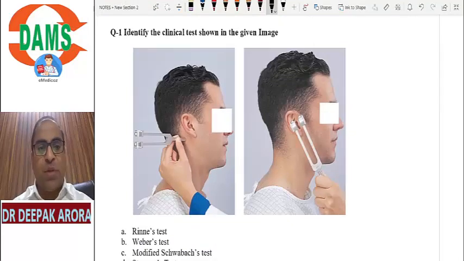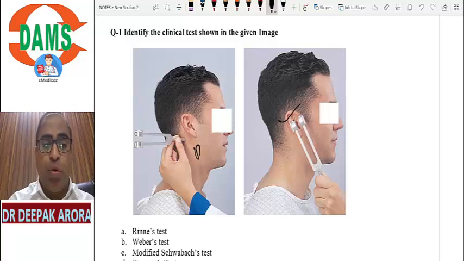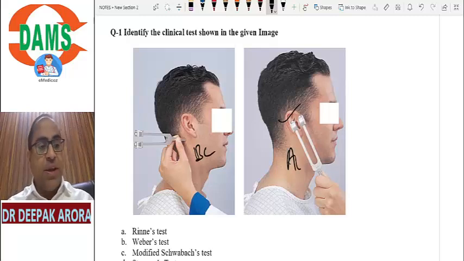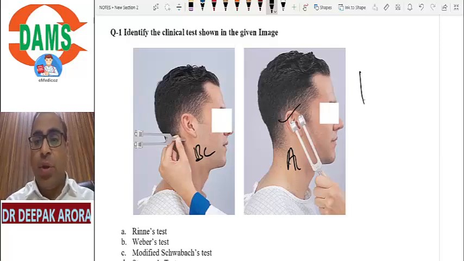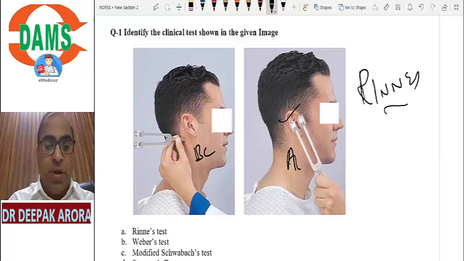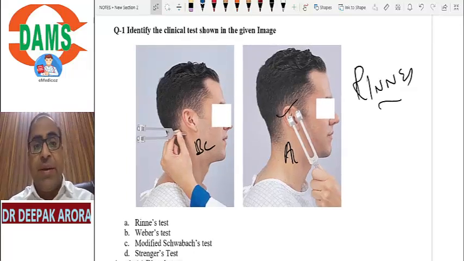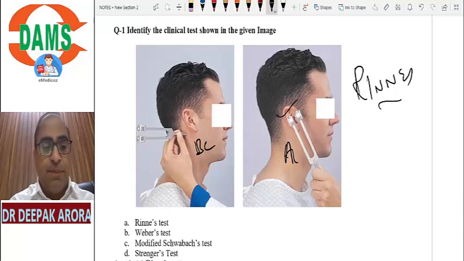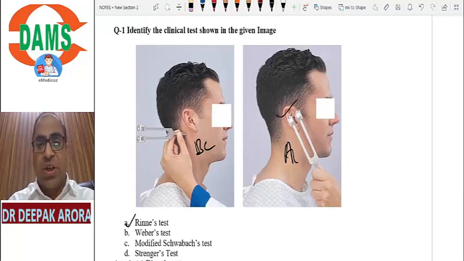The first MCQ, identify the clinical test. What I am showing you in the slide, I am keeping the tuning fork over the pinna, then I am keeping it behind the pinna. I am comparing bone conduction against air conduction. Am I understandable? So what I am doing is the test of Rinne's. Just remember, in Weber we are comparing the right ear with the left ear. Here I am comparing air conduction against bone conduction.